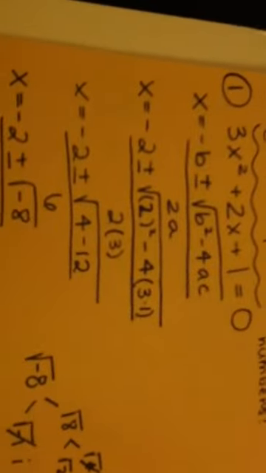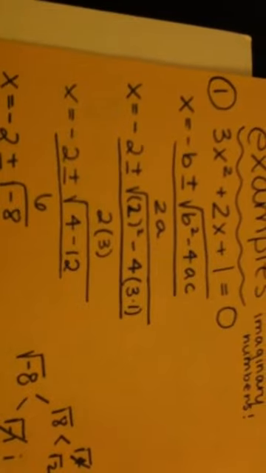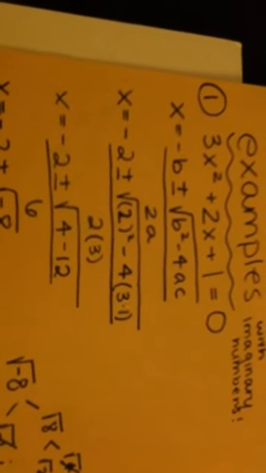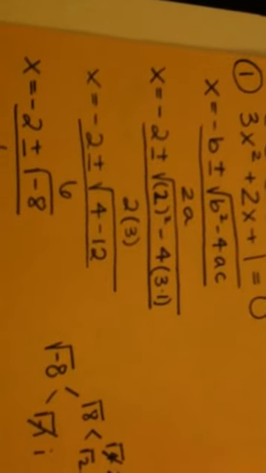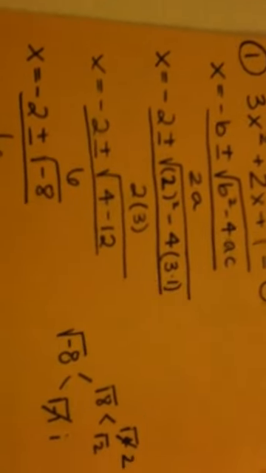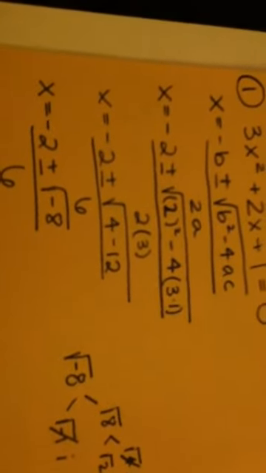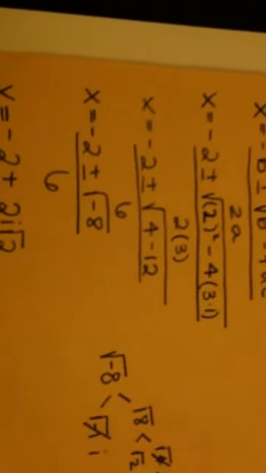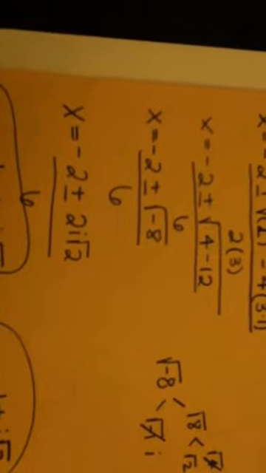Some equations have imaginary numbers as solutions. An example is 3x squared plus 2x plus 1 equals 0. You'd write out your formula, and then you plug in your numbers, so it's negative 2 plus or minus the square root of 2 squared minus 4 times 3 times 1, all over 2 times 3. Then you bring it down to negative 2 plus or minus the square root of 4 minus 12, all over 6. Then you bring it to negative 2 plus or minus the square root of negative 8 over 6.